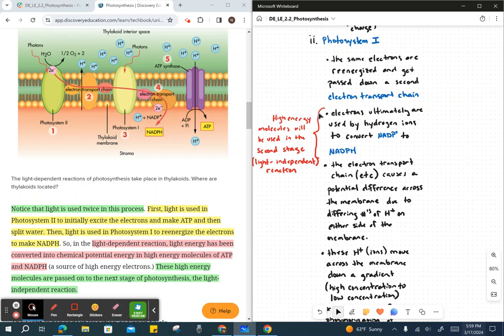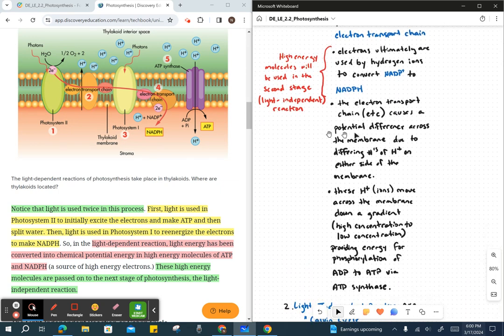Okay, so electrons ultimately are used by hydrogen ions to convert NADP, notice the plus sign, to NADPH. So the NADPH, notice there's not a plus or negative because it gains those electrons. That's why the NADP plus is now NADPH. That would be what we call a high energy molecule, similar to adenosine triphosphate. High energy molecules are used by biological systems to do work.